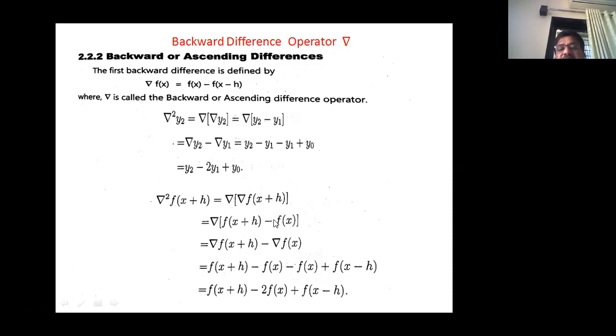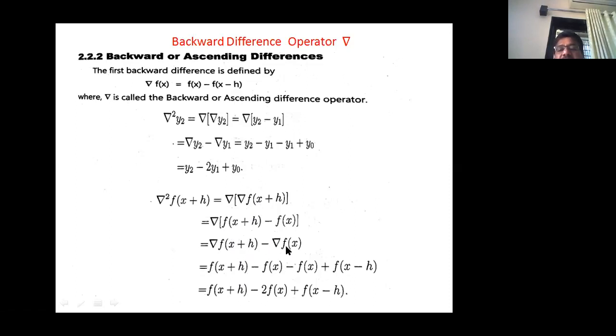f(x+h) − f(x). Then apply del on both. So del f(x+h) minus del f(x). Then what is del f(x+h)? Value at x+h minus value at the previous point. So what is the previous point? f(x). x is the previous point.